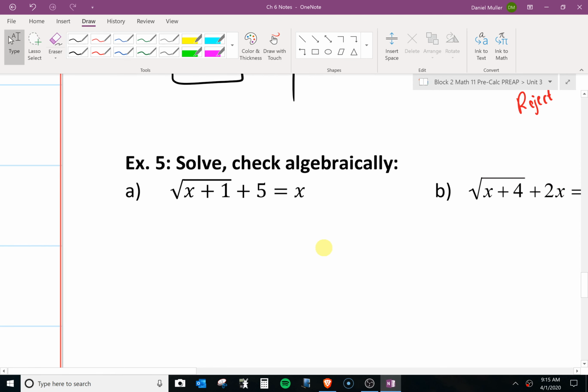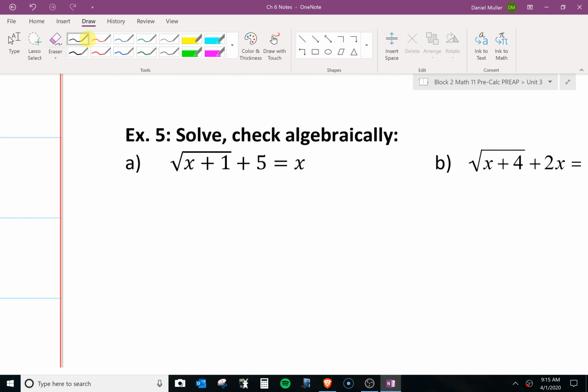All right, let's try some more here. Solve and check algebraically. Whenever you have a single square root, you're going to need to square it. Unfortunately, we can't square everything like this. We actually need to square the entire side. And if you square the entire side, you can't just bring this in. You're actually going to have to what we call FOIL.